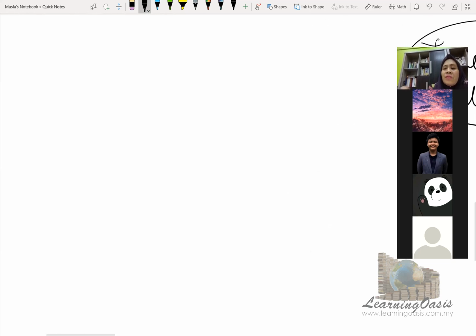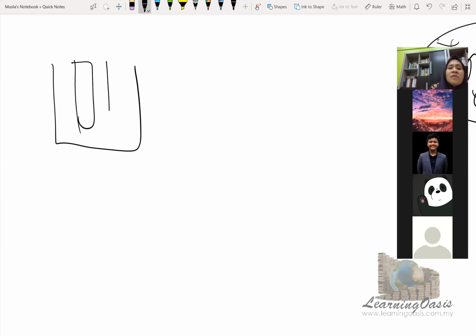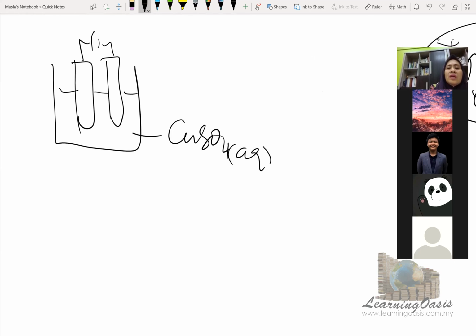Okay, when you talk about type of electrodes, remember what are electrodes just now? Electrodes are made up of metal or graphite, right? It can be platinum, it can be carbon, or it can be any metal so long as it conducts electricity. Now, say you do electrolysis of aqueous copper 2 sulfate, okay, using graphite electrodes.